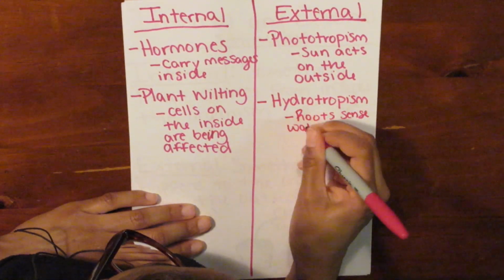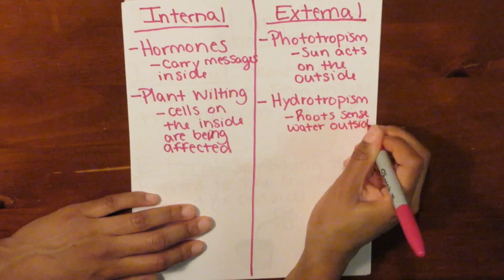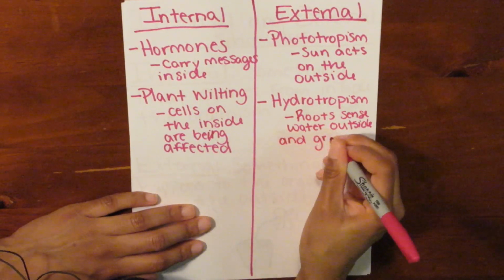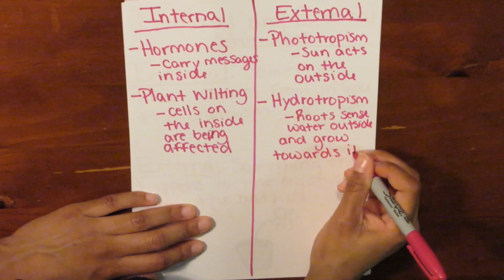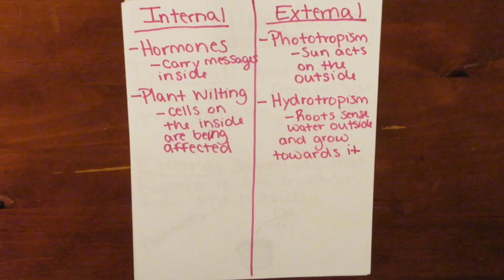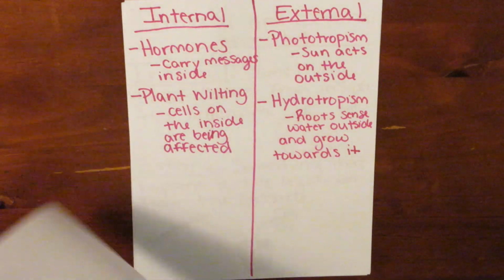Hydrotropism. This is when the roots sense water outside and grow towards it. The roots sense that water is nearby on the outside. So this is an external stimulus because they're sensing the water from the outside.